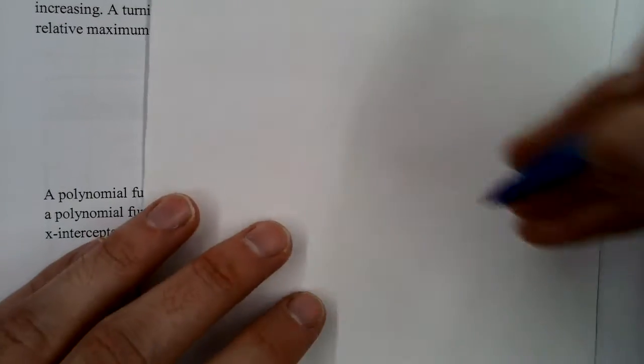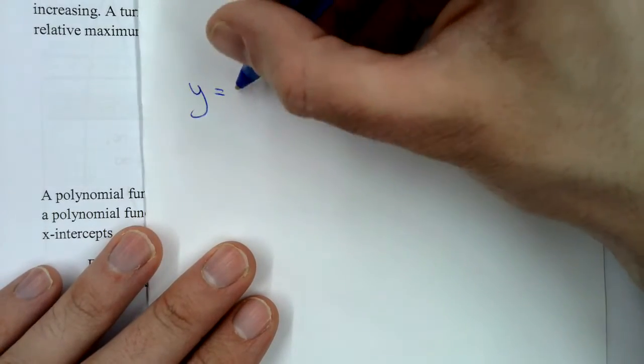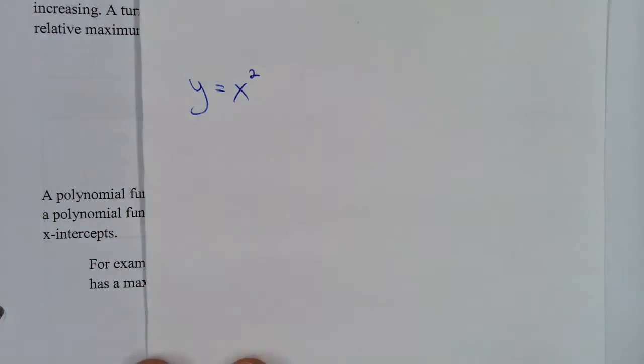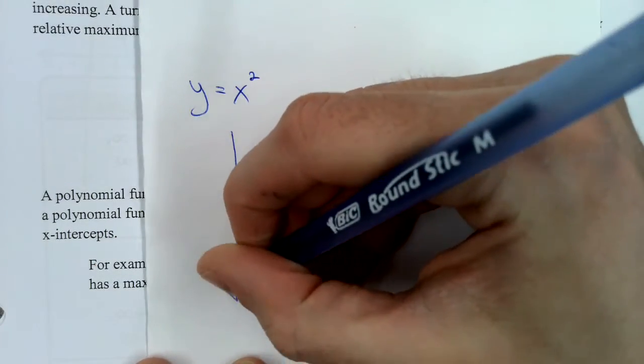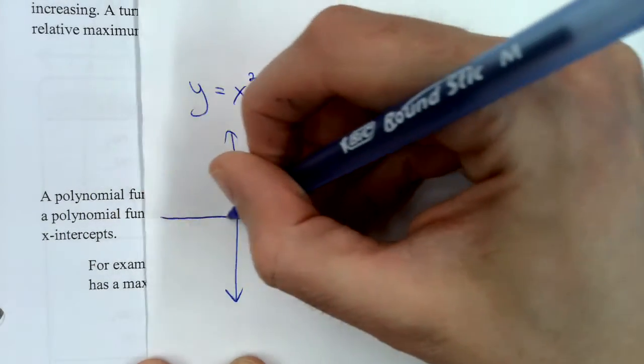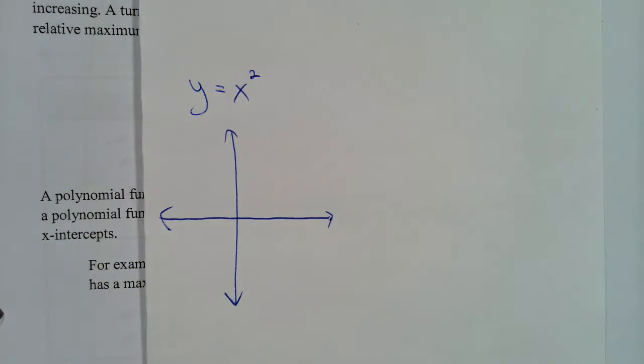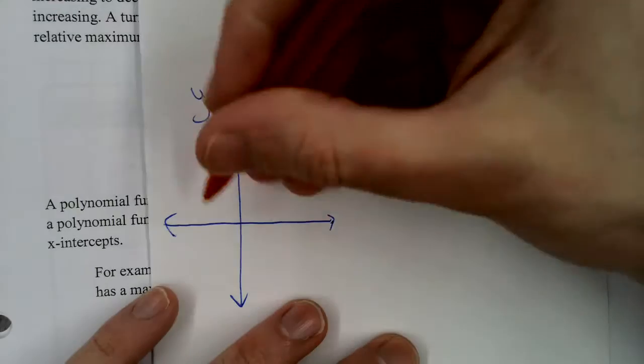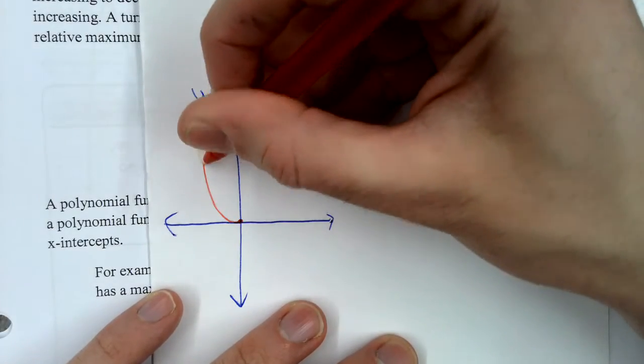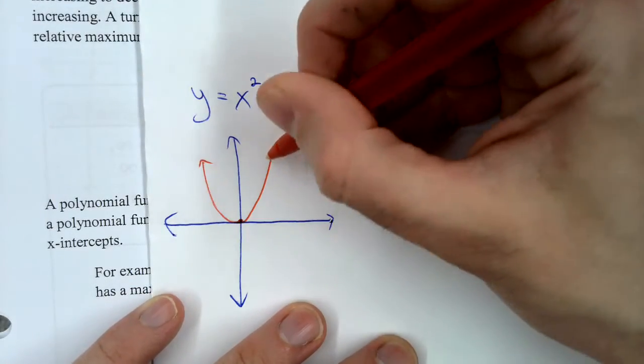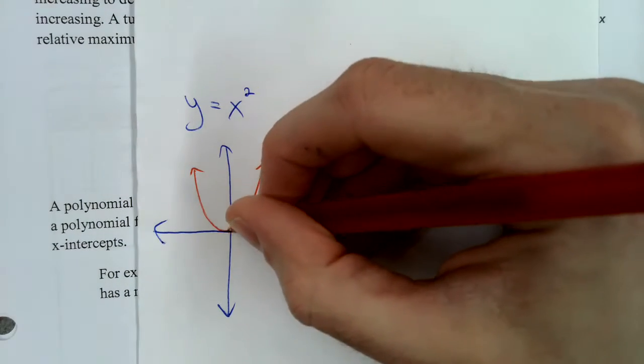Or think about it like this. Think about y equals x squared. That has a degree of 2, which means it has a maximum of 1 turning point. So look at it. See how it has 1 turning point right there?